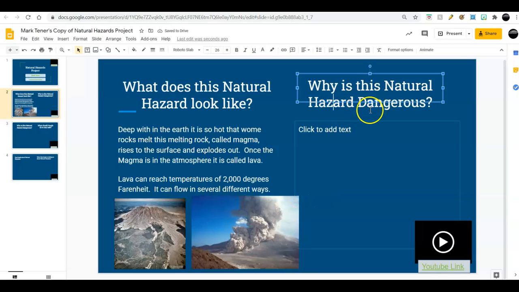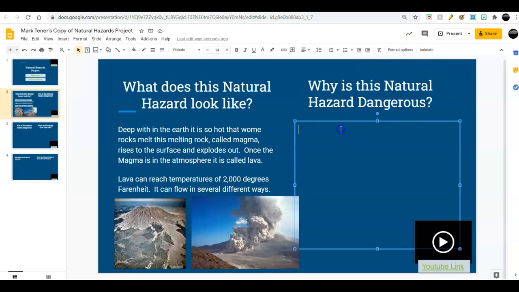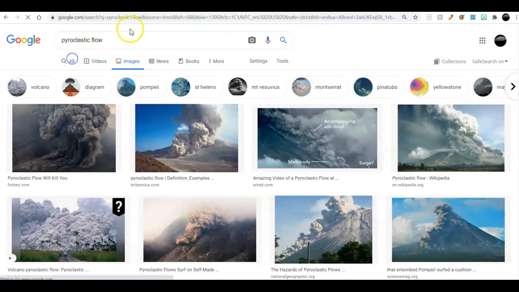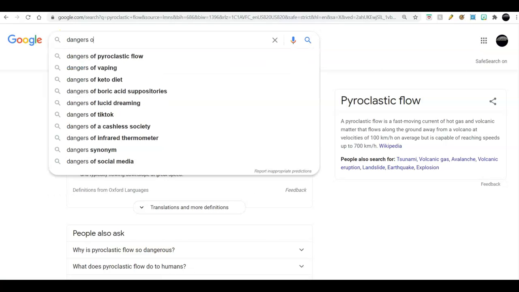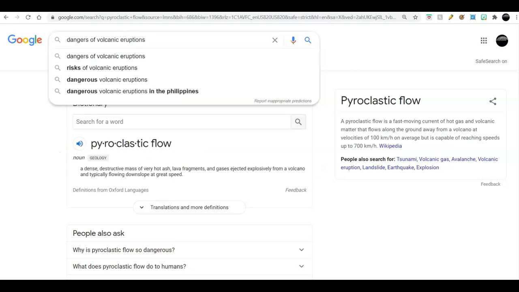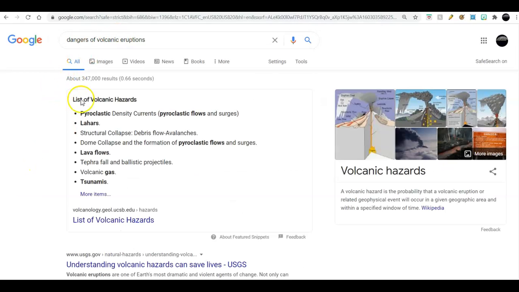Now question number 2. Why is this natural hazard dangerous? Alright, well, it seems pretty obvious, so we could probably just talk about that. Or we could look up what are the dangers of volcanoes. So we could do that. Go back to all. Dangers of volcanic eruptions. Righty. List of volcanic hazards: pyroclastic density currents, lahars. Our 2 main ones are mentioned there. Lava flows, tephra flows. So we could just list some of these. Let's do that. So first, pyroclastic flows.